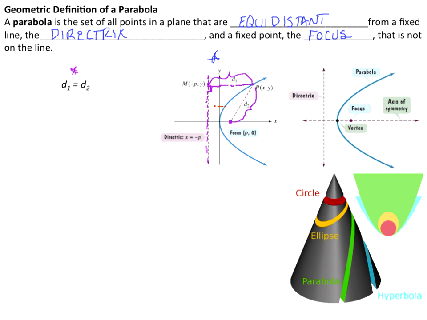So if I drop a line to the directrix here, I am guaranteed that because this thing forms a parabola, that is the same distance from the parabola to the focus as it is from the parabola to the directrix.